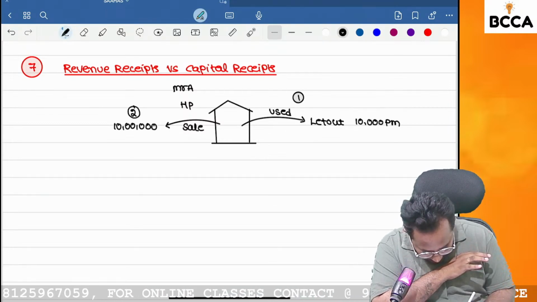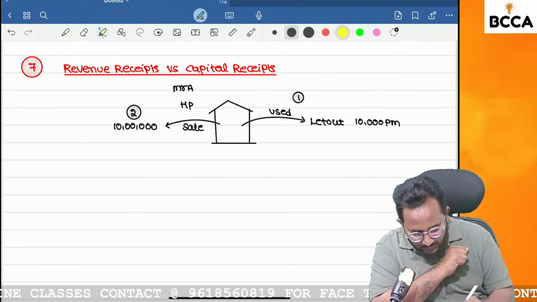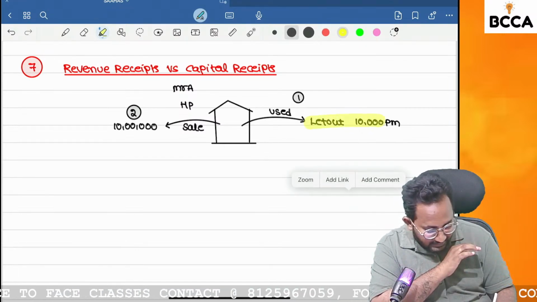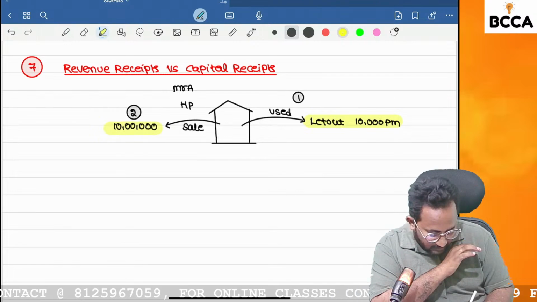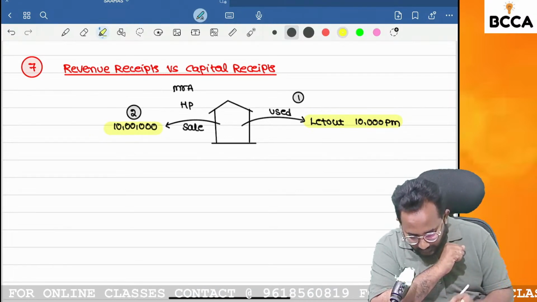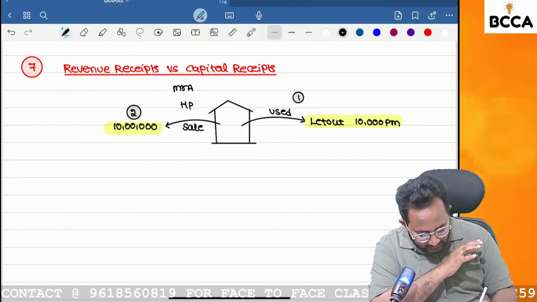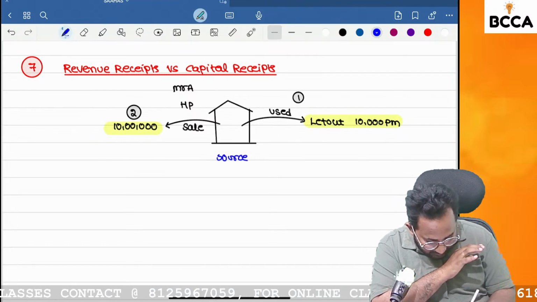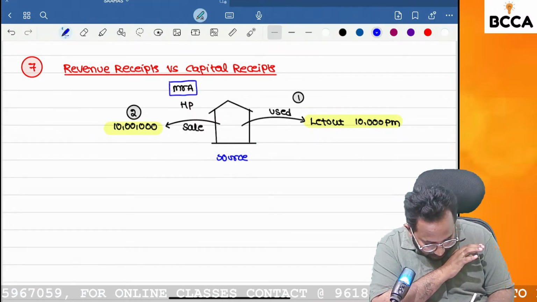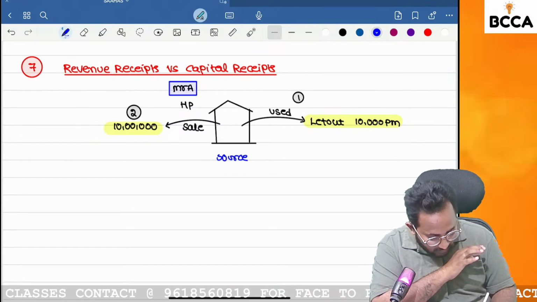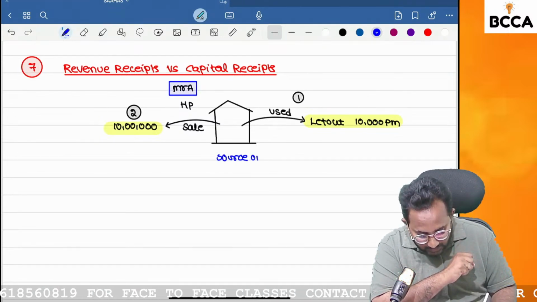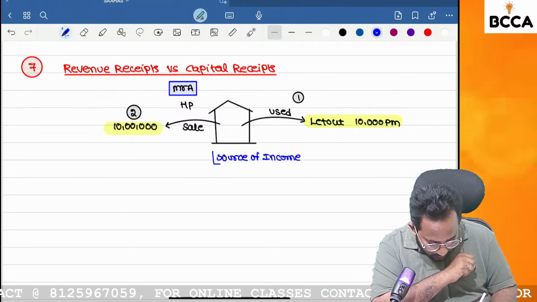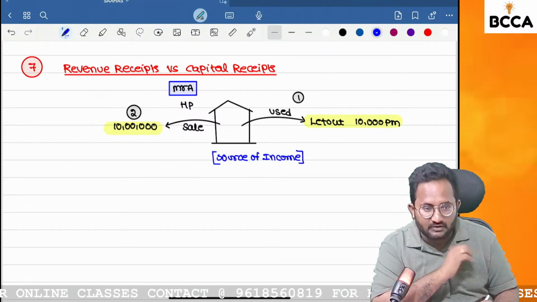So here, two types of receipts are there. If you observe, the first one is rental income, and the second one is the sale consideration. I want to give this a name as a source of income. Mr. A is generating that income from this house property only. That's why I want to call the house property a source of income.